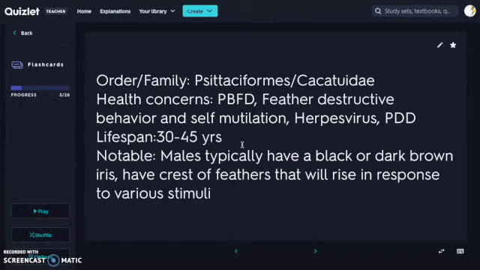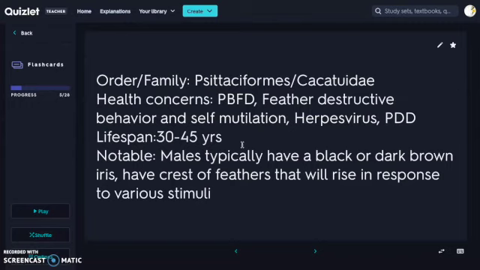Health concerns, we have that PBFD. They also have very high instances of feather destructive behavior and self-mutilation. They can get a form of herpes virus, and they also will be prone to PDD. Cockatoos are super intelligent, as many of the Psittaciformes are, and if you are not giving them enough attention, they will start to mutilate themselves. So they will start to pluck out their feathers. Lifespan is about 30 to 45 years, so we're definitely making a very big commitment.